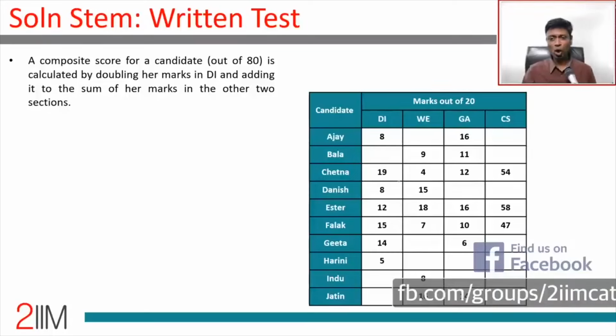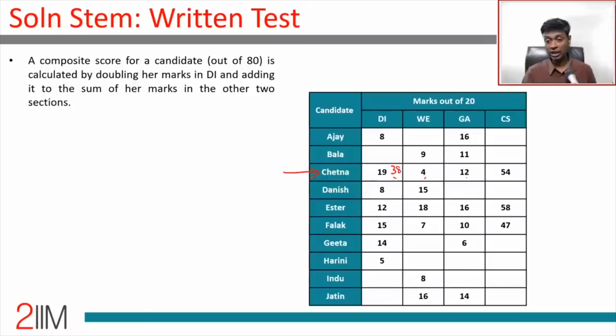So first up, we fill the composite scores for the people whom we know all 3 scores for. Chetna, 19, 4 and 12. 19 into 2, 38. 38 plus 4, 42 plus 12, 54. Esther, 12 into 2, 24 plus 18, 42 plus 16, 58. Falak, 30, 37, 47. Wonderful.